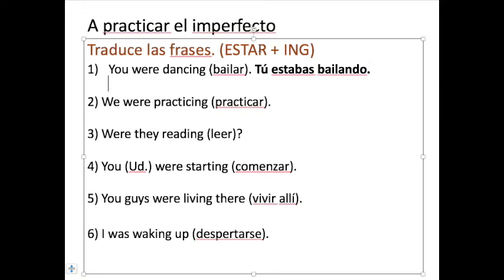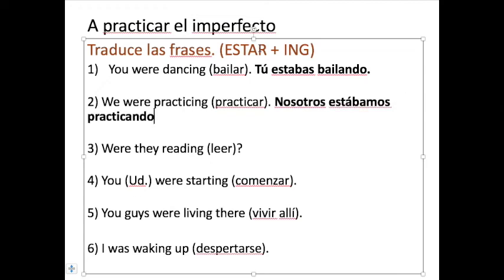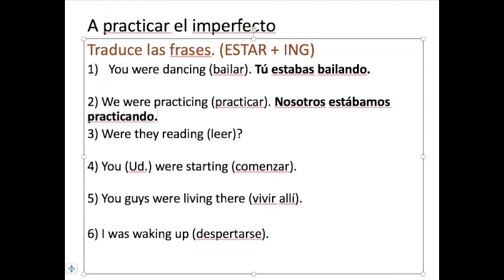Were they reading? So because we have a question here, we want to work backwards. We want to say they is going to be at the end of the sentence, but we need to see which form of estar goes with they. So that would be ellos, ellas, or ustedes. Estaban leyendo ellos. Were they reading? This one here, we have usted for you. So we're going to say usted estaba comenzando. You were starting.